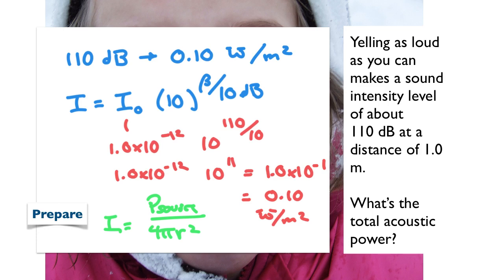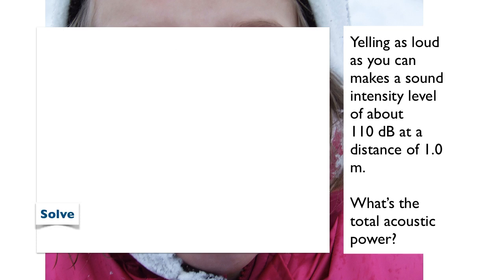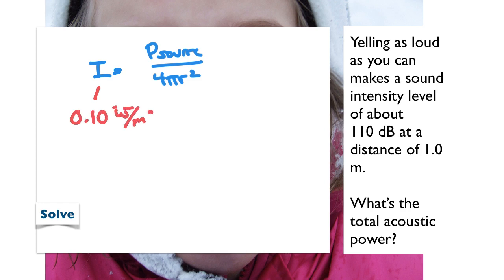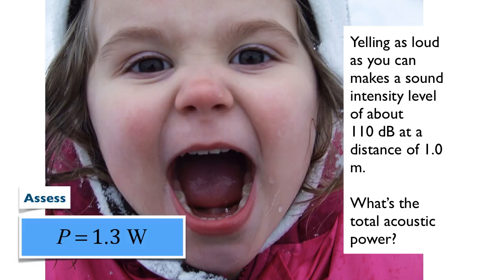Okay, next slide talks about solving. So we'll take that equation where the intensity is equal to the power of the source divided by 4 pi r squared. We'll notice a couple of things. One, the intensity is 0.10 watts per square meter. The distance, r, is 1.0 meters. That's how far away you are from the person who is shrieking. What I'm looking for is the power of the source. With all that information in hand, I can calculate, and I get 1.3 watts.